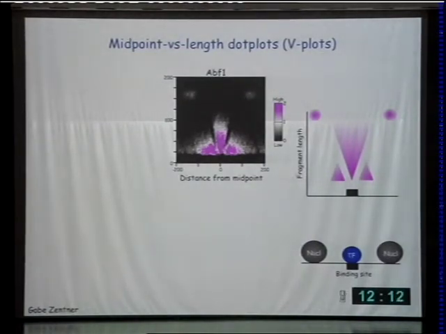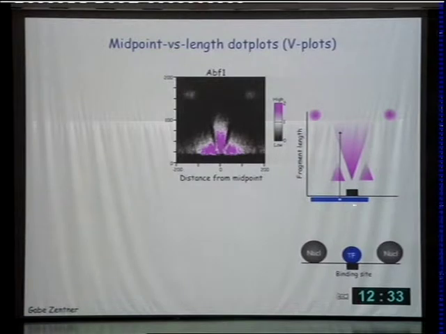Now, it was known from low-resolution ChIP data and motif finding that there are about 270 well-determined ABF1 sites throughout the yeast genome. So we lined them all up exactly to the base pair at the ABF1 motif. And then we're going to draw a dot plot as follows.